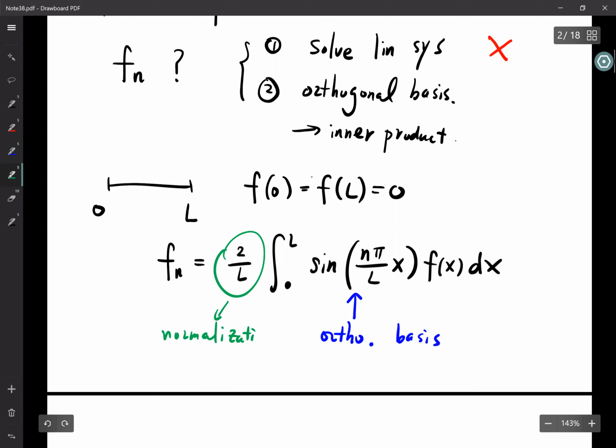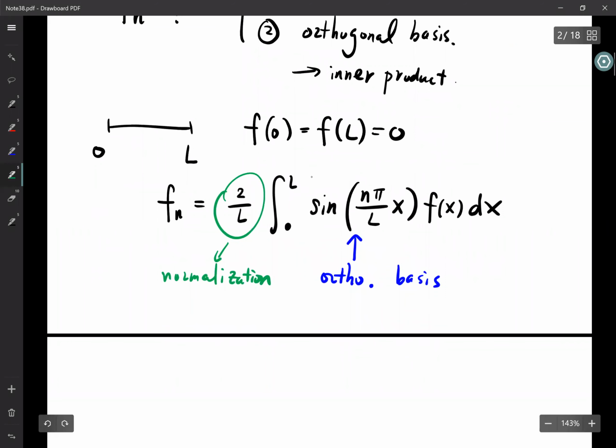This weird factor L over 2 here really comes from normalization. Namely, the inner product of sine with itself must be L/2 when the two n's are the same, otherwise it's 0. That's why it's an orthogonal basis. So that L/2 appears in the denominator, and therefore this is 2/L. Any question?